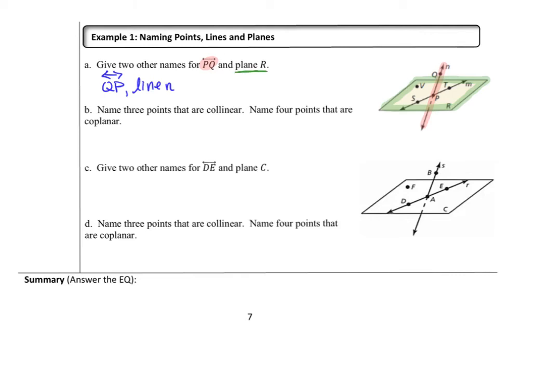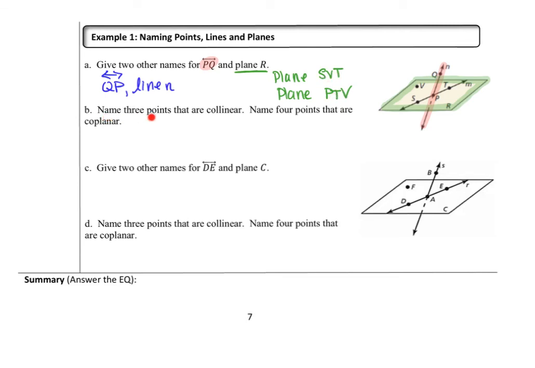Remember, we can use 3 points to name a plane, any 3 points that are in that plane. So we can name it plane SVT. So we have SVT. We can label it plane PTV. So that's PTV. And just remember that if the order of these letters is different, it doesn't really matter. It's going to name the same plane.